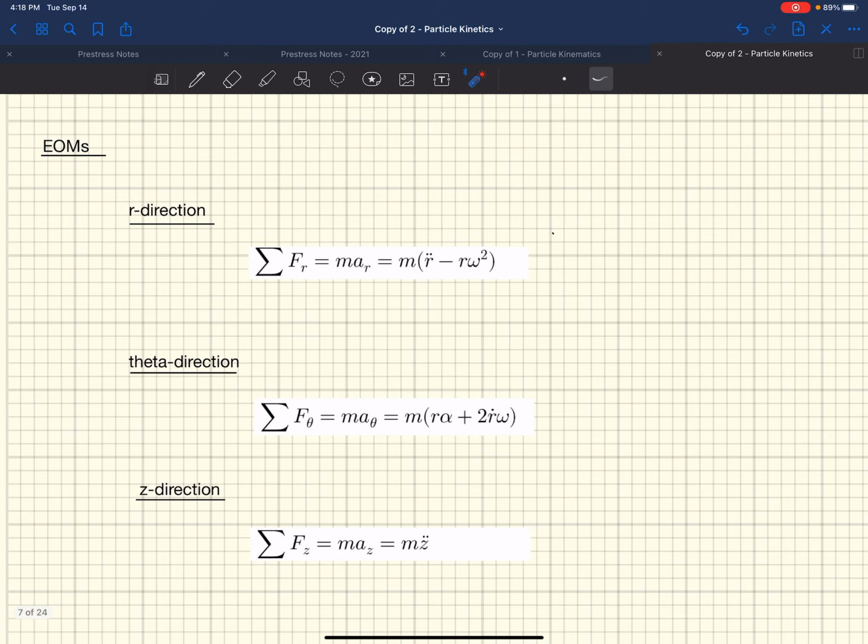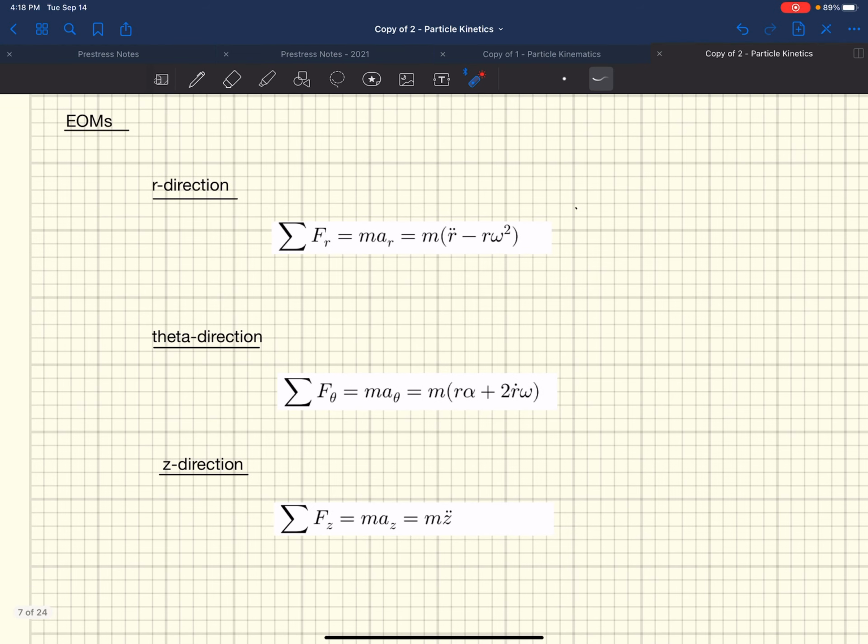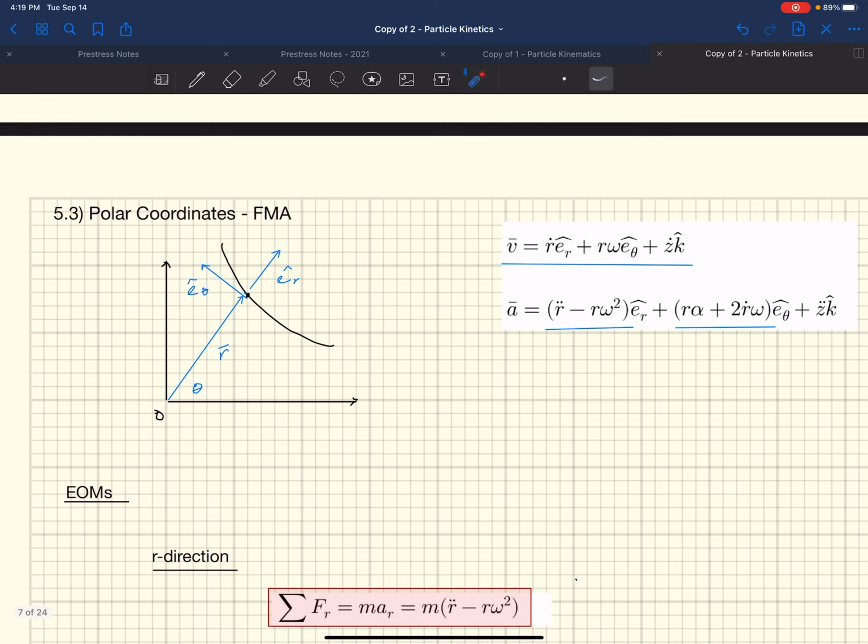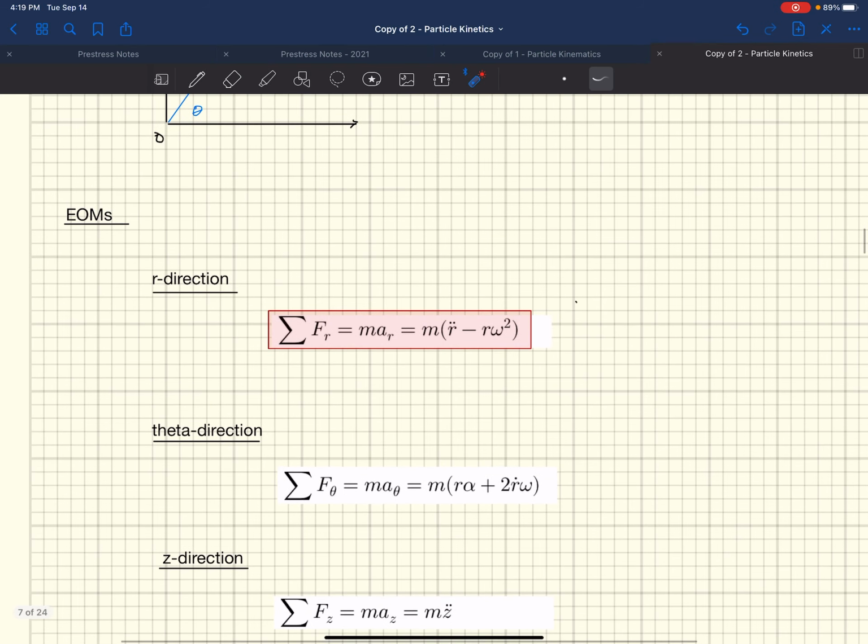So we come down to our equations of motion. Here they are, very straightforward. The sum of the forces in the r direction is equal to m a_r. What's a_r? Well, it's a_r from up here: r double dot minus r omega squared.